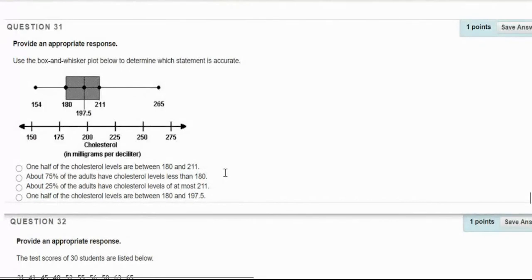All right, this is a very interesting question. Now note that you have Q1, it's 180, right? This is Q1. The middle is Q2. This is Q3. Q3 is 211. Now this is 25%, this is 25%, this is 25%, and this whole thing is 25%.